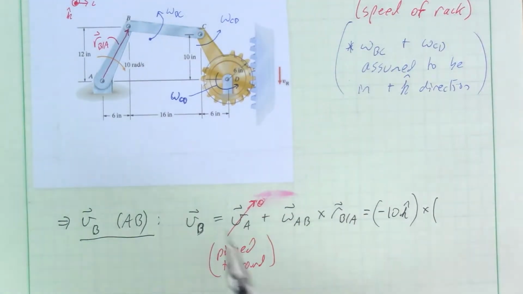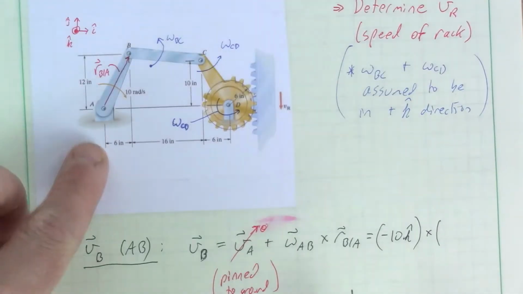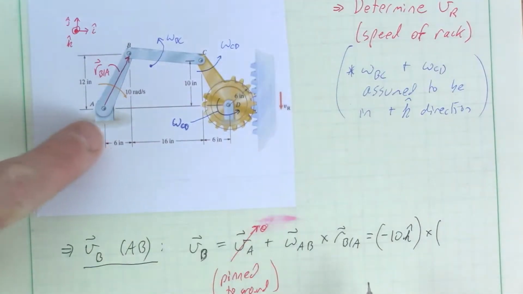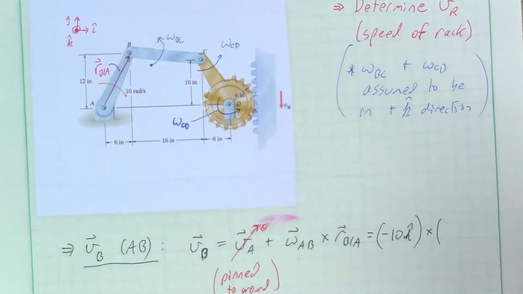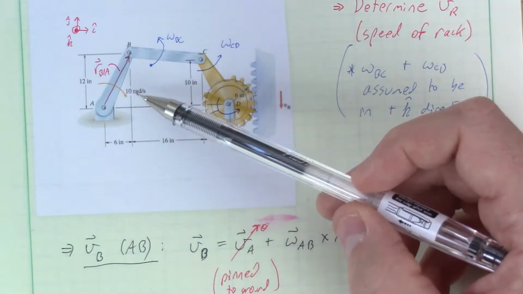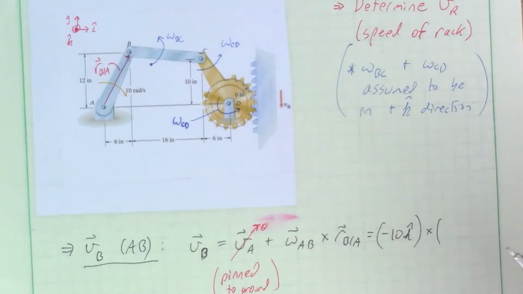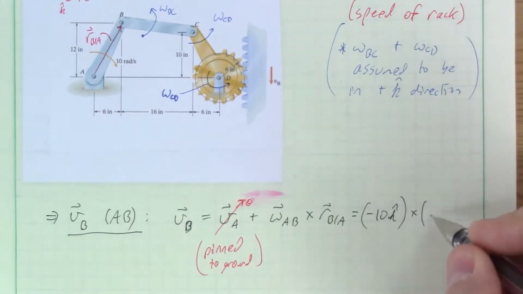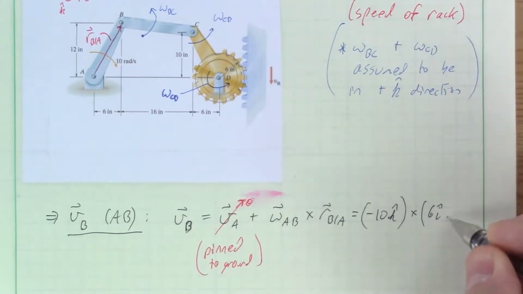And now this position vector to go from A to B is going to be 6 inches to the right, and how far do we go up? We go 10 inches up. Sorry, that's 12 inches up. That 10 was there for the radians per second. You have 12 inches going up. So we'll have 6 i hat plus 12 j hat.